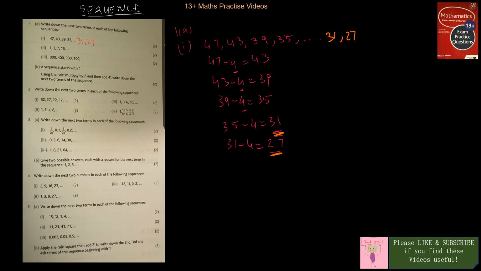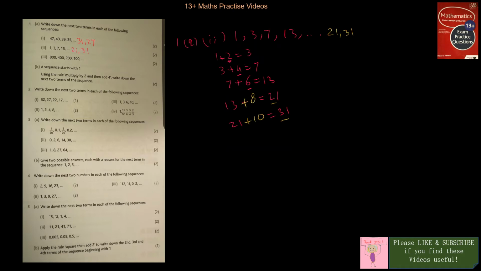So how do I get to the next term of the sequence? What mathematical operator should I apply? 39 minus 4 is 35. 35 minus 4 is 31. And 31 minus 4 is 27. So the next two terms are 31 and 27. So that's what I've put there, 31 and 27.